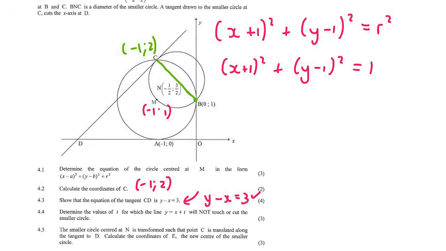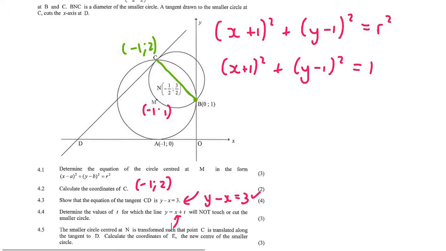Question 4.4, quite an interesting one. It says, determine the values of t for which the line y equals to x plus t will not touch or cut the smallest circle. Now, have a look at this carefully. A lot of students miss this. That x there's a 1 in front of that. That means that the gradient is 1. And the line that we just worked out in the previous question also has a gradient of 1.